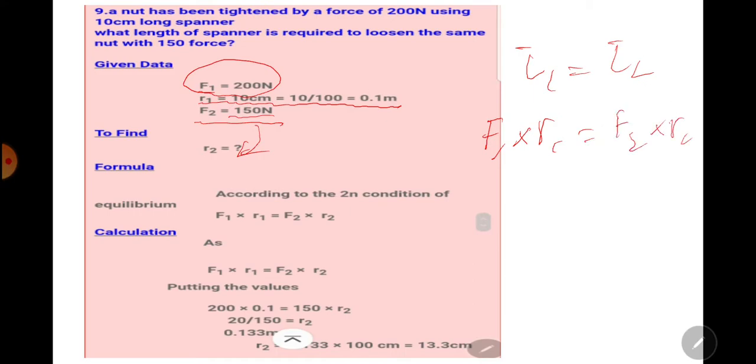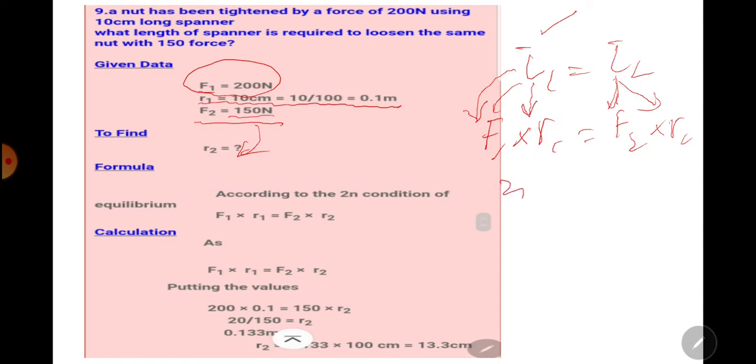This is the torque produced by F1, F1 R1 is equal to F2 R2. Whether you tighten or open the nut, it needs the same torque. Whether you exert more force or less force, torque will remain the same. Moment arm will be different, force will be different. Here force is more, so the moment arm will be less. Here force is less, so the moment arm will be more.